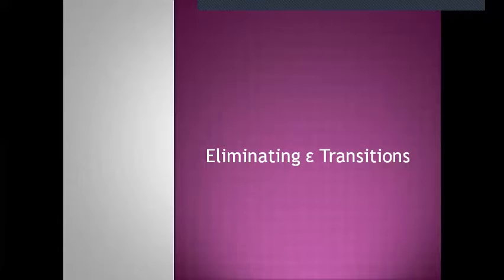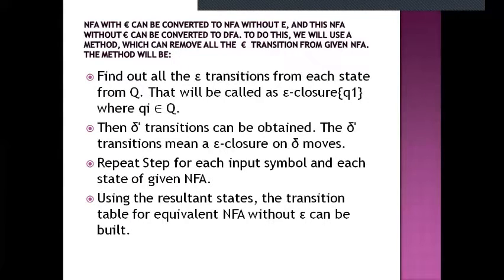Epsilon transitions. In converting an NFA to DFA, the first step is to convert the NFA with epsilon to NFA without epsilon. Then you have to convert the NFA without epsilon to DFA. So first we are going to discuss the first step, that is converting NFA with epsilon to without epsilon. For doing this, we have to follow these steps.